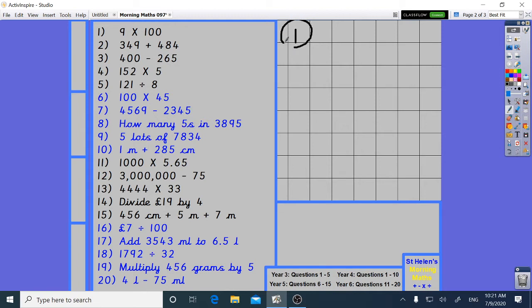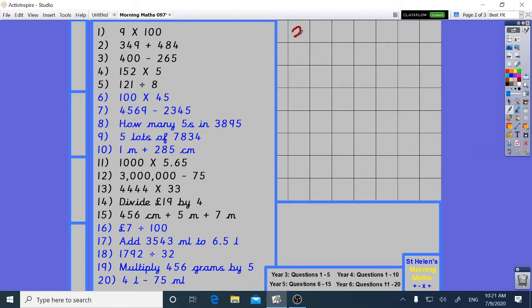Question 1 is 9 times 100. 9 times 1 would be 9. 9 times 100 is also 9, but with 2 zeros, so 900. 9 times 1 would be 9, but then you place these 2 zeros from the question on the answer and you get 900. Let's go to question 2.